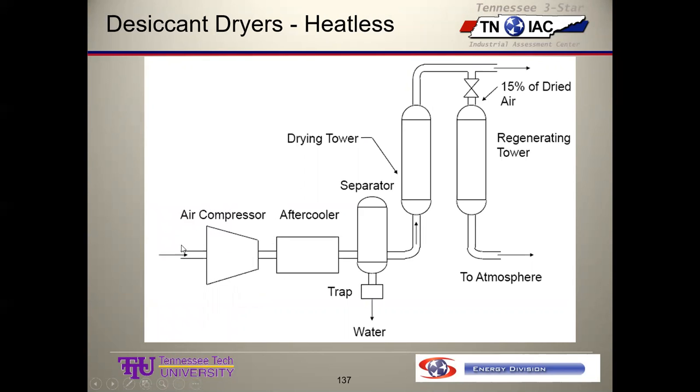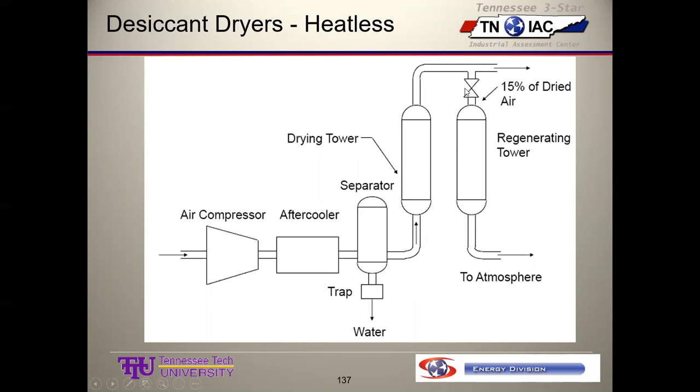Okay, so we have our compression element. This is the compressor itself. We have our aftercooler. We're going to have a separator and trap to get any droplets coming out of the aftercooler. And then we have our twin towers. So the desiccant dryer is composed of both of these. So we're showing this tower is actually drying the air. And so it comes out of here.